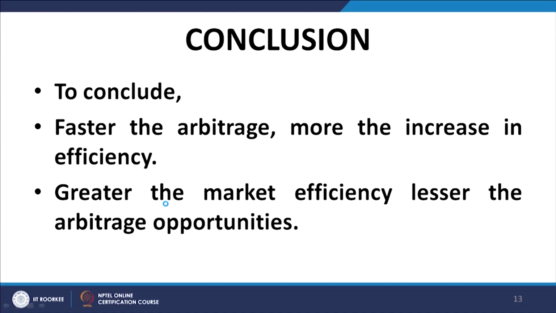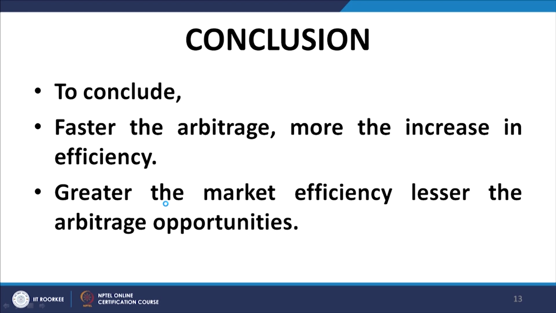So, in a nutshell, the conclusion is that the faster the arbitrage, the more the increase in efficiency. If there is any mispricing at any point in time, the faster the arbitrage process comes into play, and the more rapid the volume of arbitraging, the more rapid would be the returning of the market to an equilibrium of correctly priced situation, and therefore, the market should increase in efficiency.